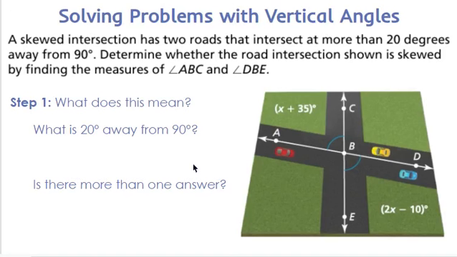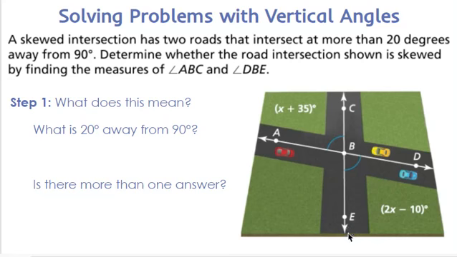In this video, we're going to look at solving problems with vertical angles. Keep in mind, vertical angles are created when I take two lines and I cross them. So here we have line AD crossed with line CE, and we have two pairs of vertical angles that are created. Remember, vertical angles are directly across from each other. So we have angle ABC and angle DBE directly across from each other and equal to each other.